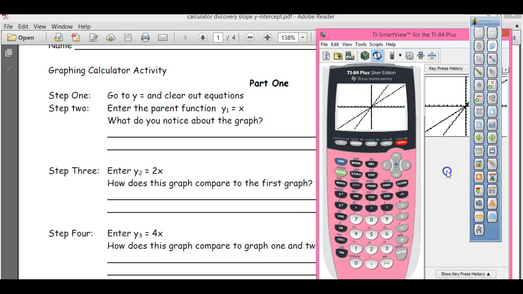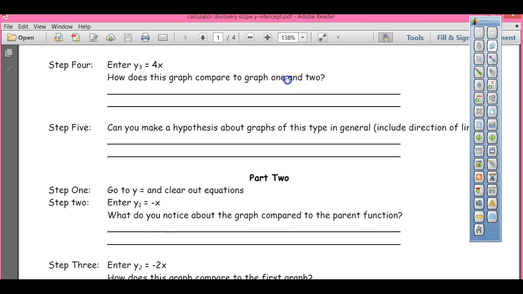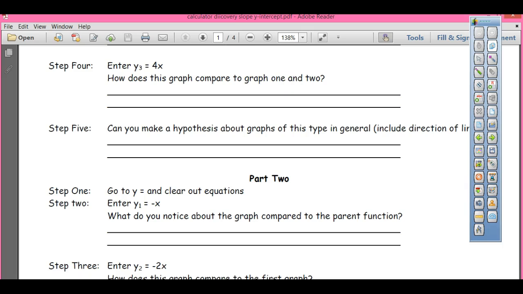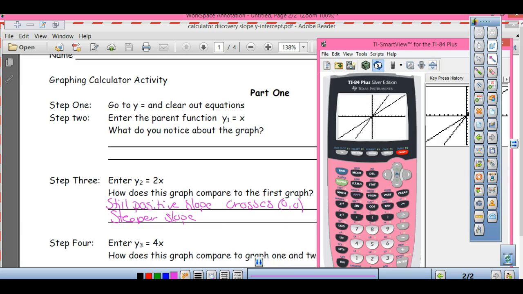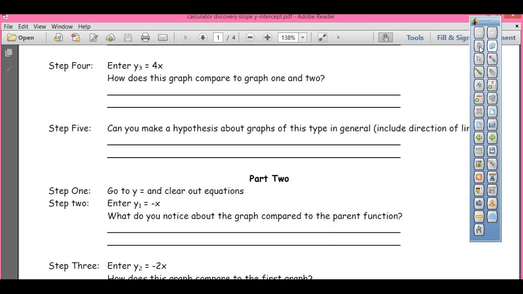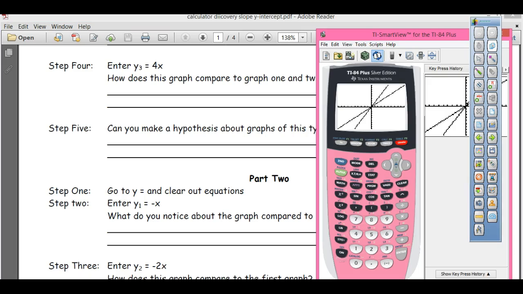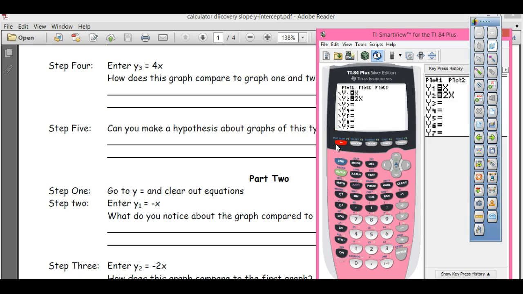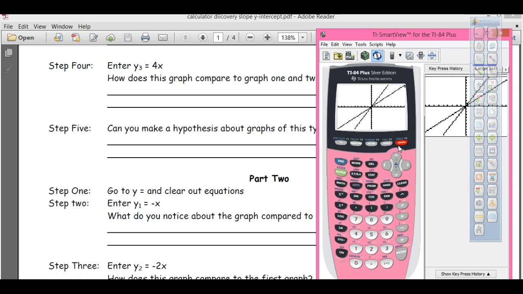So now we go back to y equals. We go to y equals, and now down in y3, they want 4x. So 4x. We hit graph again.